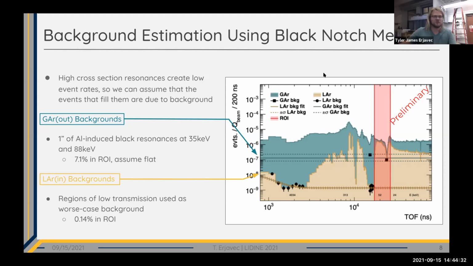So then we can go ahead and get our background for gaseous argon, where we use aluminum to essentially induce those black resonances. And we assume this is flat. So this is this line right here. And then for liquid argon, or the target-in backgrounds, we just use regions of low transmission given by this exponential decay here, or by this line here. So we're able to obtain our backgrounds as a percentage of our event rates.